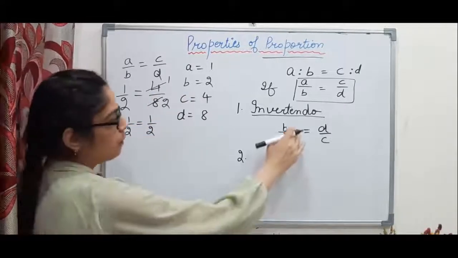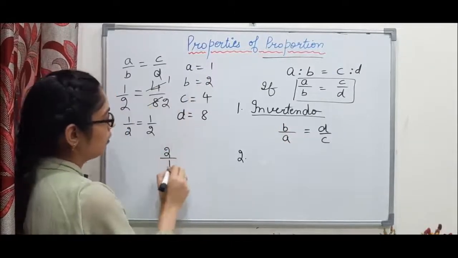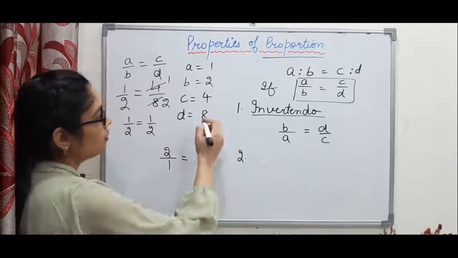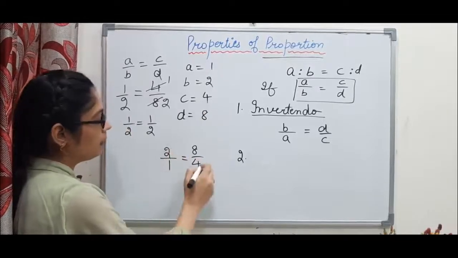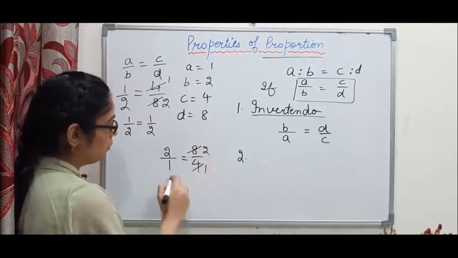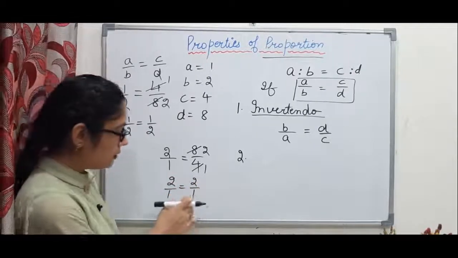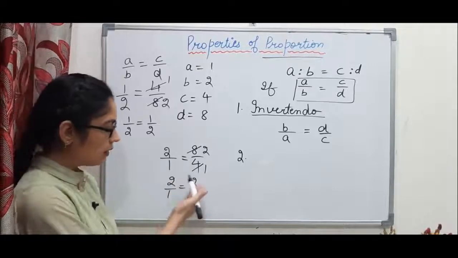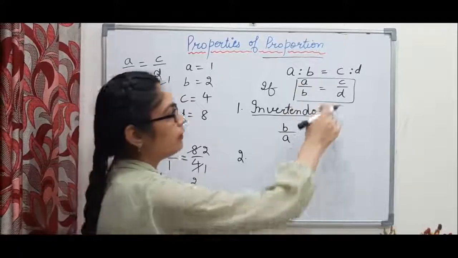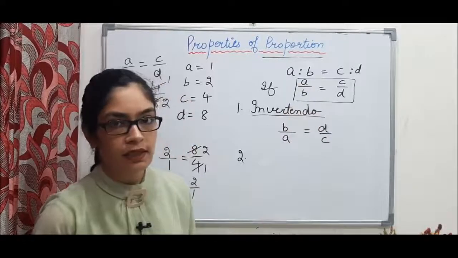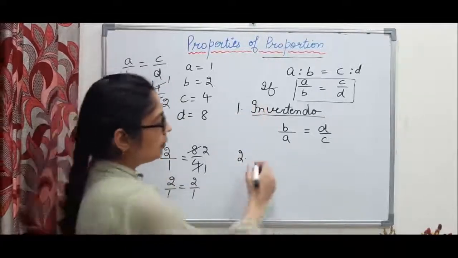Let's check B by A. B is 2, A is 1. Is it equal to D by C? D is 8, C is 4. This is 2 by 1, and let's do its cancellation. So we can say that these are equal, 2 by 1 is equal to 2 by 1, which means if A by B is equal to C by D, it is a proved result that the ratio of the reciprocals will also be equal, and this property is invertendo.